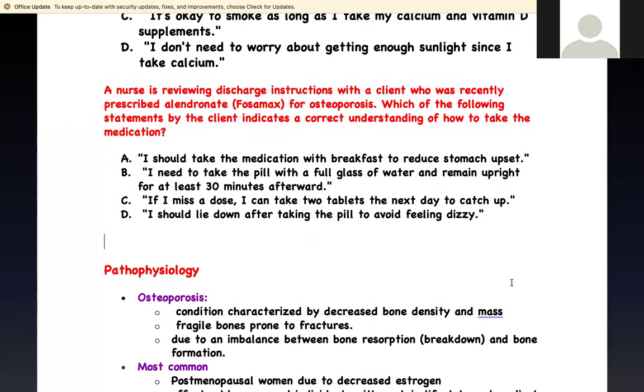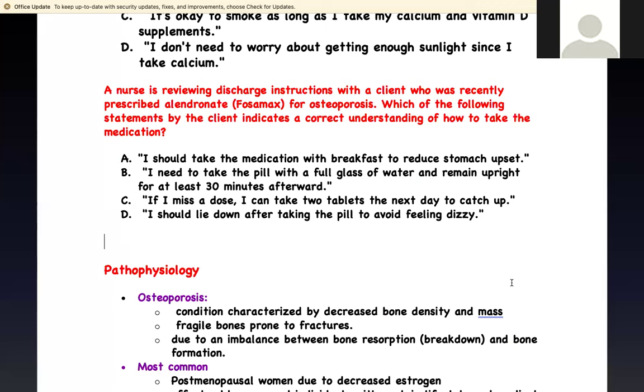And this is reviewing discharge instructions with the client who has recently been prescribed alendronate for osteoporosis. It's a bisphosphonate. Which of the following statements by the client indicates the correct understanding of how to take the medication? So I should take the medication with breakfast to reduce stomach upset. You should not take it with anything. I need to take the pill with a full glass of water and remain upright at least 30 minutes afterward. This is to prevent esophagitis. That's a good answer. If I miss a dose, I can take two tablets the next day to catch up. No, you should continue with the regimen.